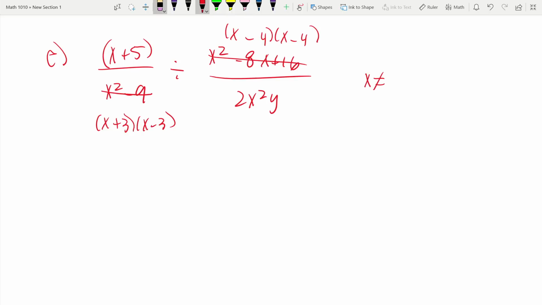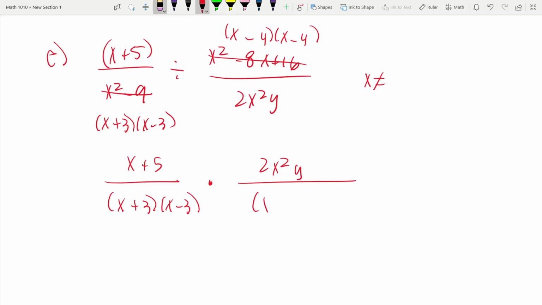Restrictions. The x plus 3, actually I'm not going to do restrictions until I flip. You can flip and you can do it the other way. I just like to do restrictions after because the one I multiply, the one I flip upside down, I have to do top and bottom. So I like to do it after. Flip the second fraction, 2x to the second y times x minus 4 times x minus 4. I'm not going to write that as x minus 4 squared because maybe one of them will cancel and the other one won't, and I think it's easier to just write it like that.